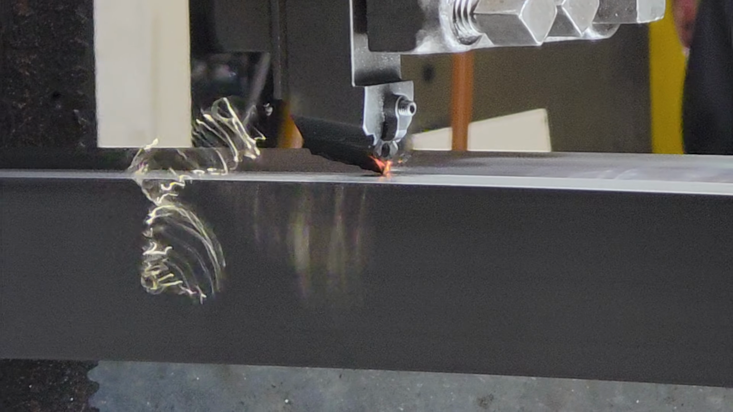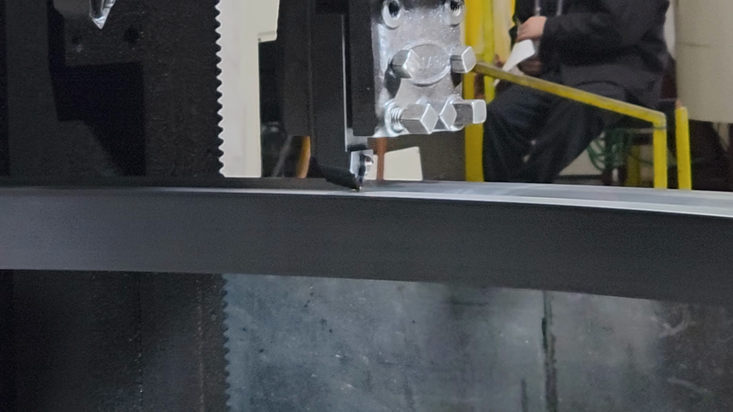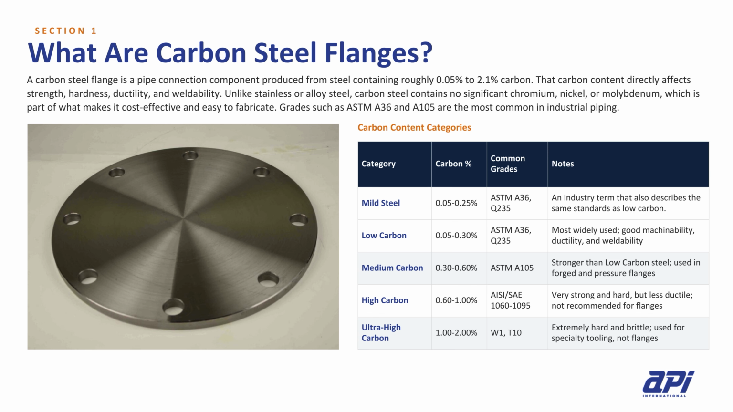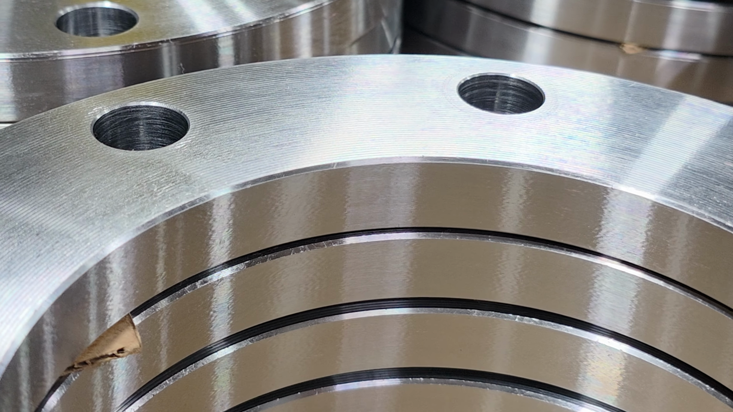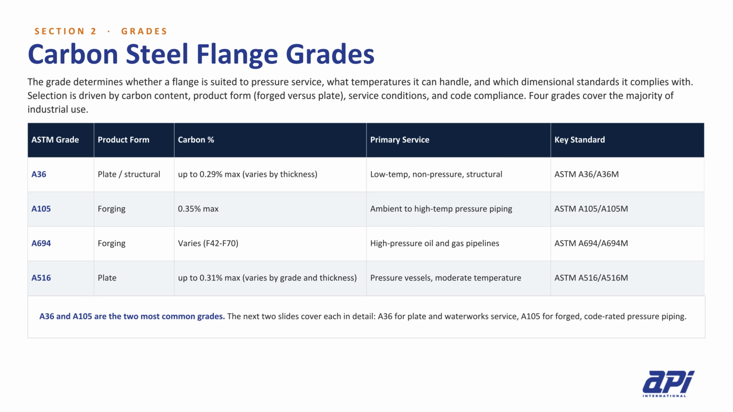Low carbon steel, also called mild steel, contains roughly 0.05 to 0.3% carbon content and is widely used in industrial applications for its good machinability, ductility, and weldability. Medium carbon steel has roughly 0.3 to 0.6% carbon content. It is stronger than low carbon steel and is used for forged flanges. High and ultra-high carbon steels are the strongest carbon steels, but they are brittle and therefore not recommended for flanged applications. The material grade helps determine a flange's strength, pressure and temperature capabilities, weldability, and corrosion resistance.